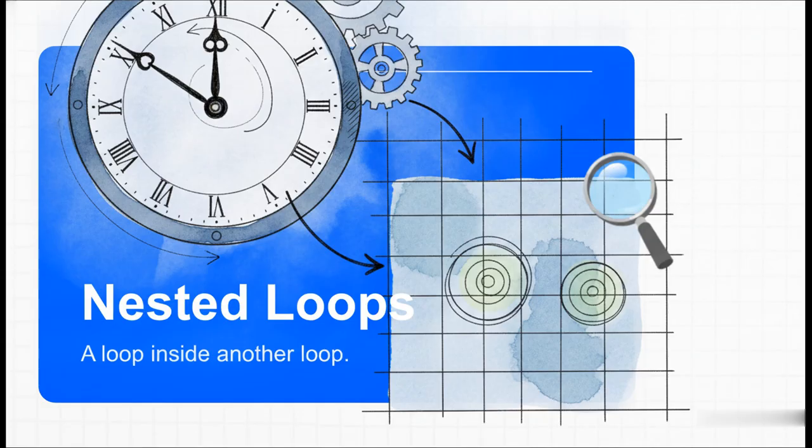That's a real-world nested loop. The inner loop finishes its whole cycle for every single step of the outer loop. In Python, we use this to handle complex, multi-layered stuff like grids or tables.